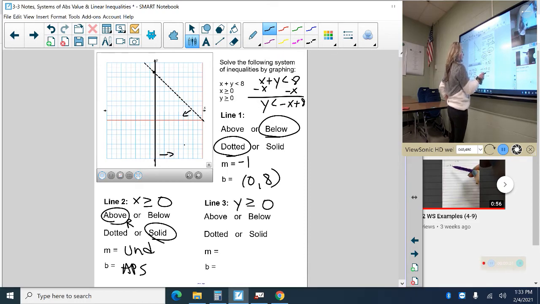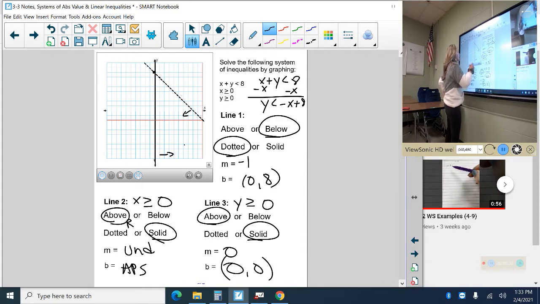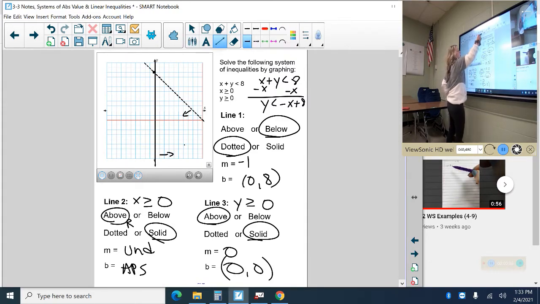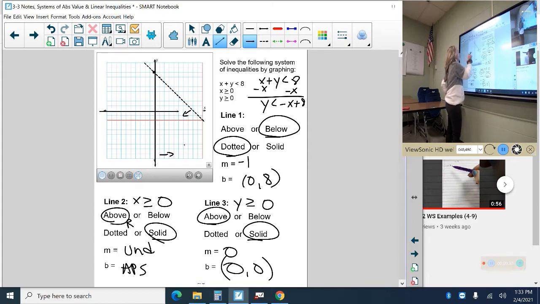It's going to be above the line. It's going to be a solid line. Slope is 0. Y-intercept is 0, 0. So we're going to start at 0, 0. It's going to be a solid line, and a little off there, but that's okay. And this one's going to be above, so that means it would be up here.